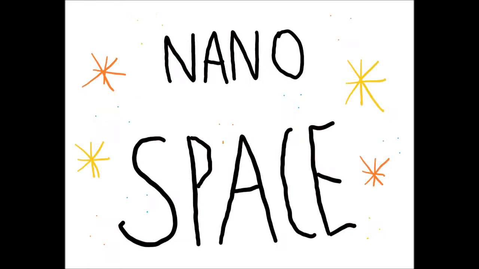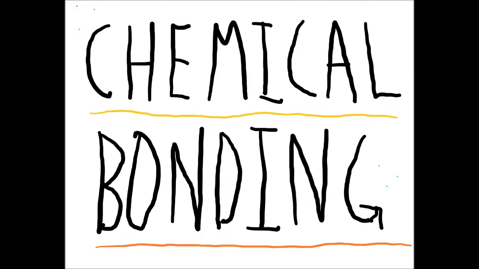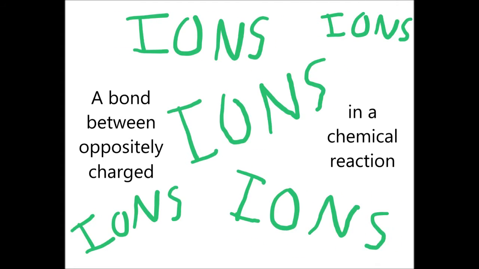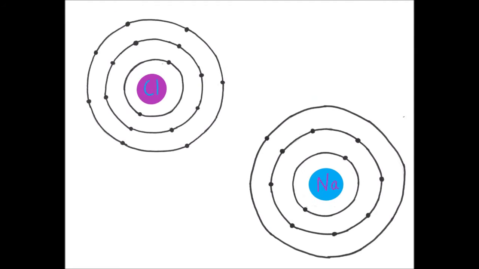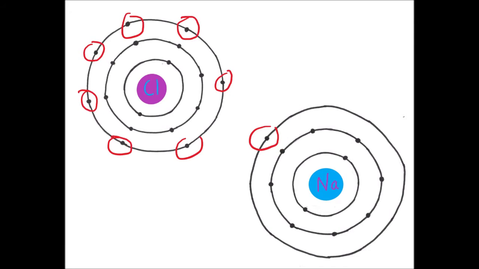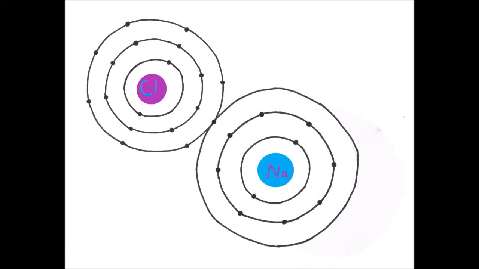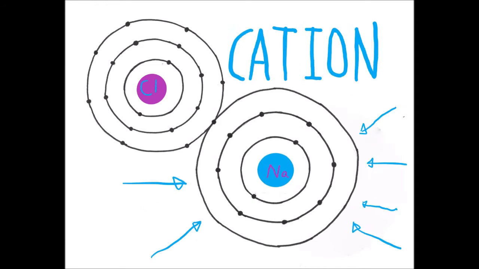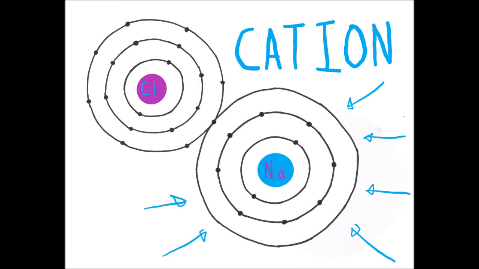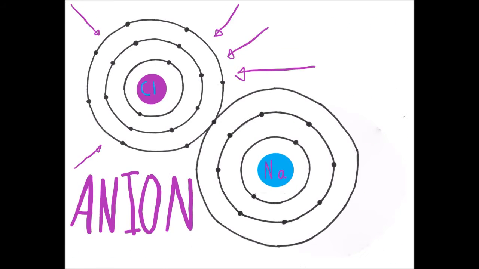Today, we are going to be talking about chemical bonding. An ionic bond is a bond between oppositely charged ions in a chemical reaction. This happens when the outermost electrons, called valence electrons, of one atom are transferred to the other. The atom that loses electrons becomes a positively charged ion, or cation, while the one that gains electrons becomes a negatively charged ion, or anion.